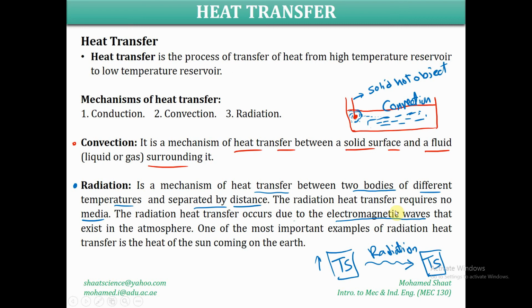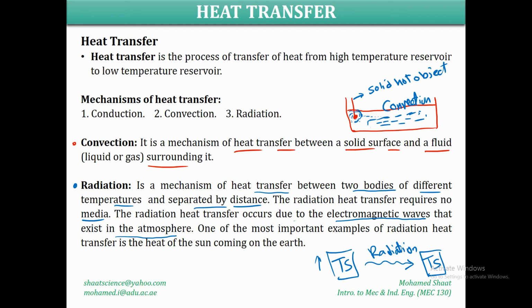This requires electromagnetic waves that exist in the atmosphere, and thanks to these waves, this electromagnetic wave is going to work like the medium that allows for the transfer of heat by radiation from the high-temperature source to the low-temperature source.